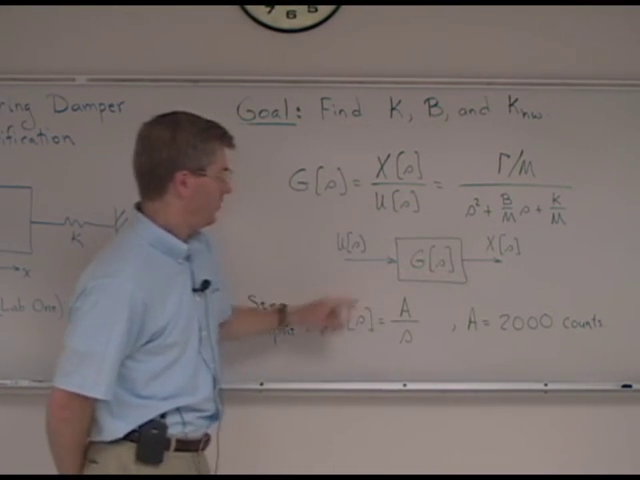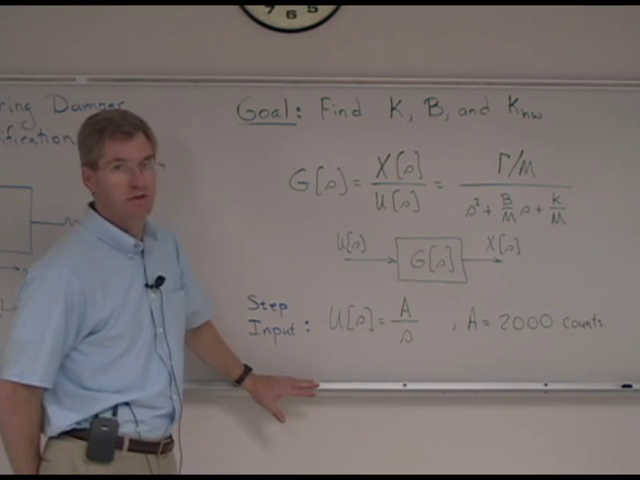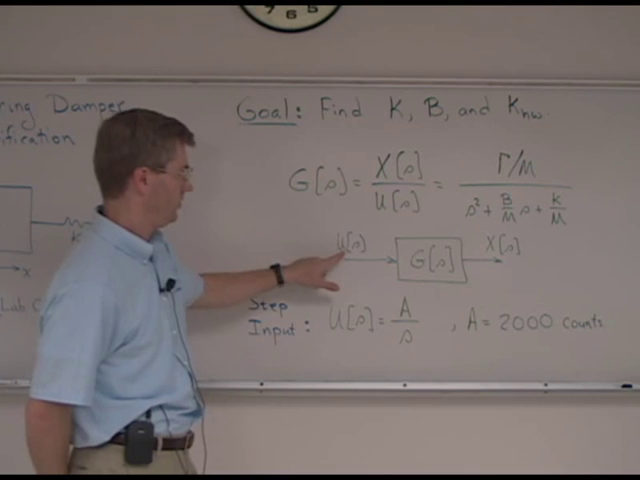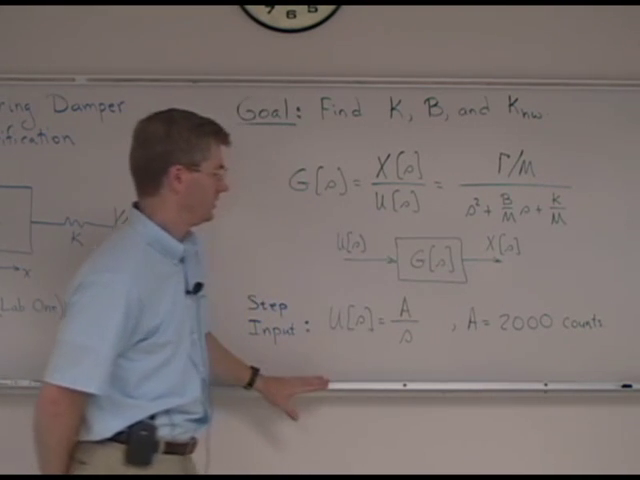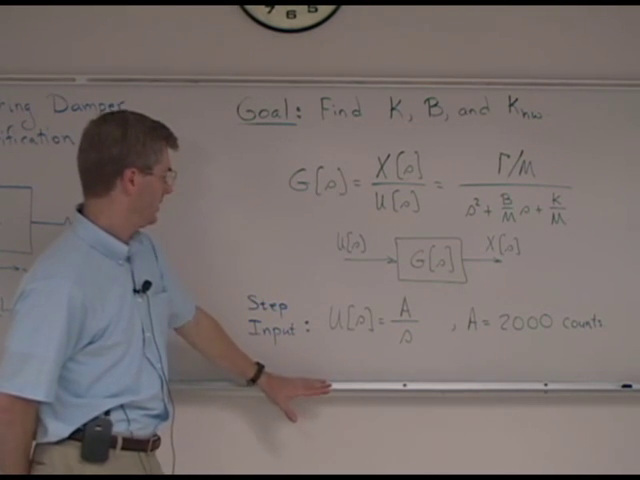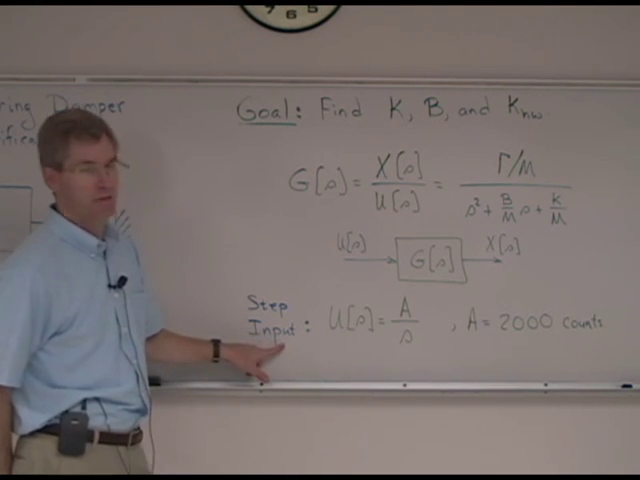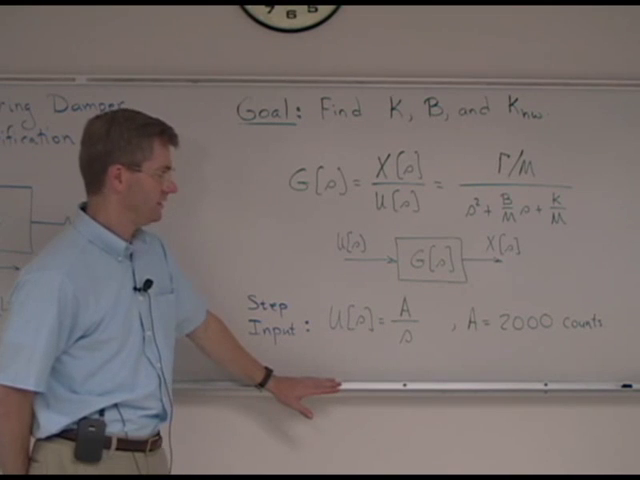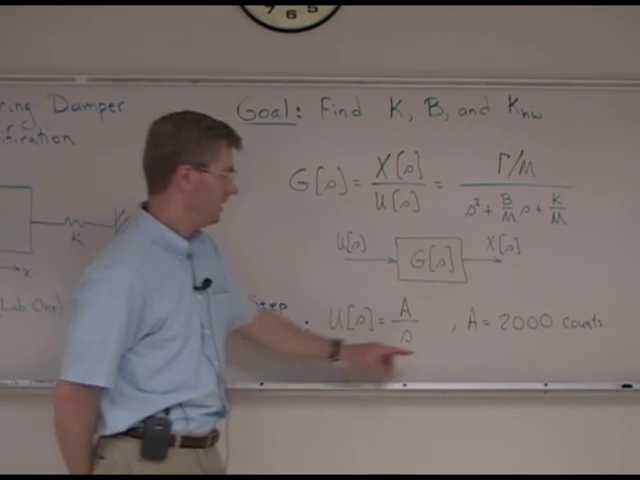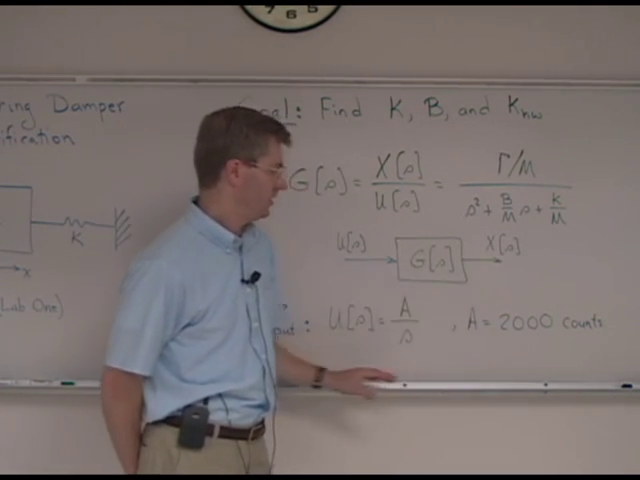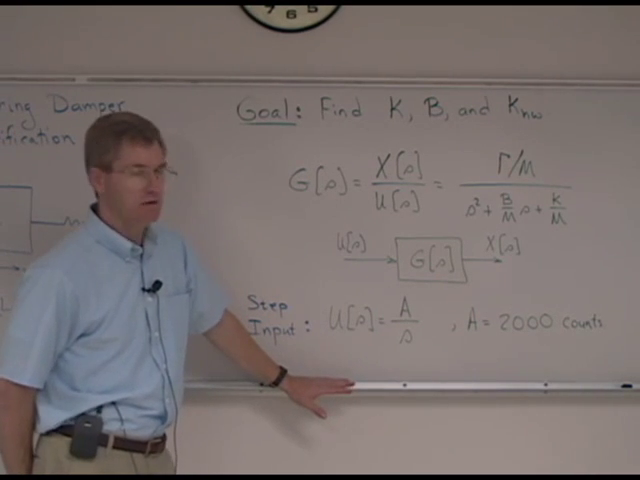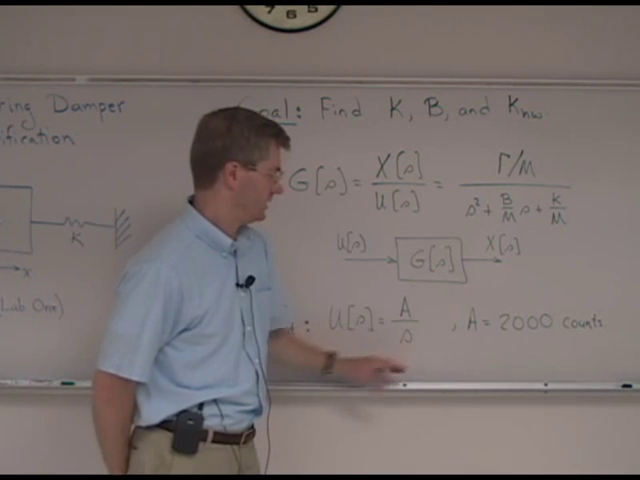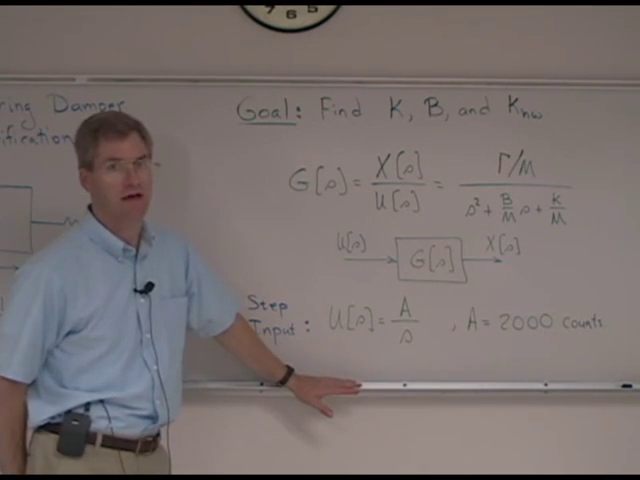This is a block diagram depiction of the same system. Here is our applied input, U. This is our position Laplace transform, X. We will be applying a step input, U of s, equal to A over s, where in this particular system we will be using position units as counts, and when we apply a step we will be commanding the system to move to 2,000 counts.